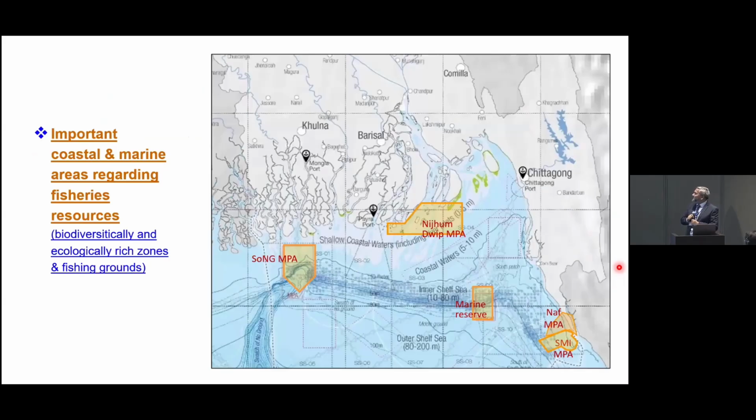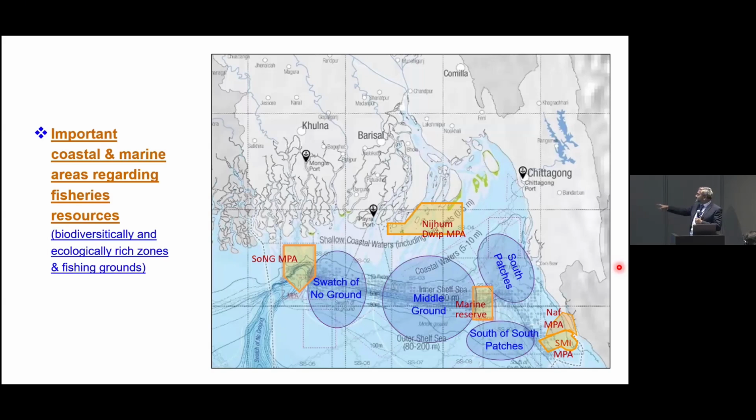I will show you some important zones in our maritime area. This is the marine protected area declared by the Bangladesh government, a total of 5. These are very important for biodiversity. Then this is the Swatch of No Ground, the Middle Ground, and these 4 fishing grounds in Bangladesh. And this is the breeding area of our national fish, Hilsa. Lots of people are involved in their livelihood catching this fish.